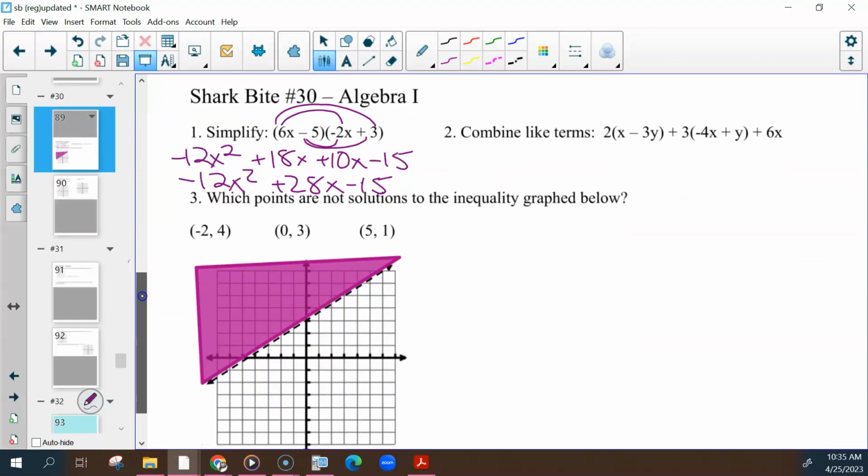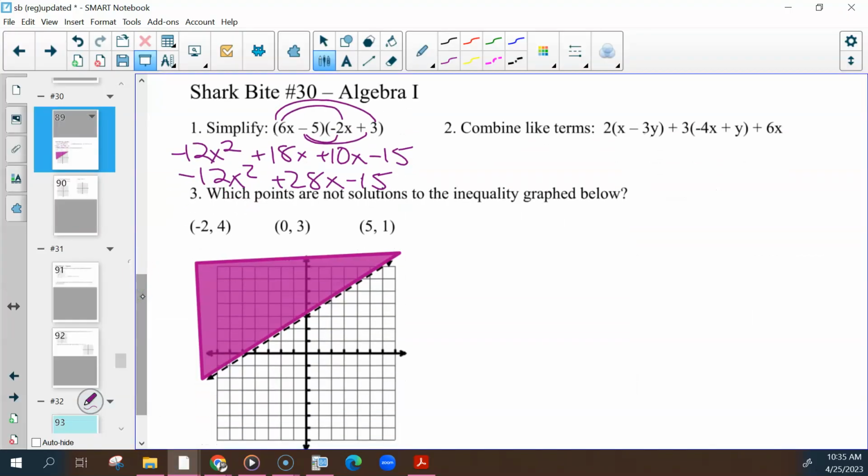Number 3, the points that are not solutions were (0, 3) and (5, 1). (0, 3) falls on the dashed line, so that would not work. And then (5, 1) does not fall in the shaded area. Questions on those 3?